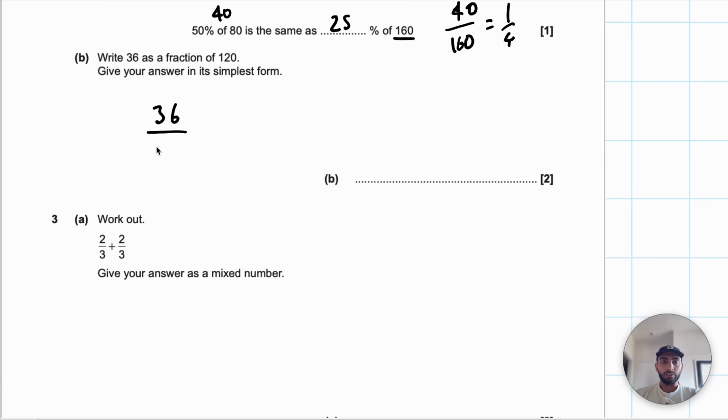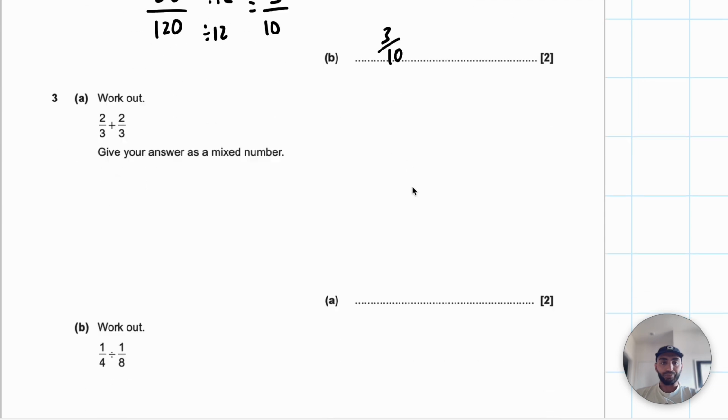Part B, write 36 as a fraction of 120. Give your answer in its simplest form. I can see both of these divide by 12. How many 12s into 36? That would be 3. And how many 12s into 120? That would be 10. Can this be simplified? No, so that's my final answer.